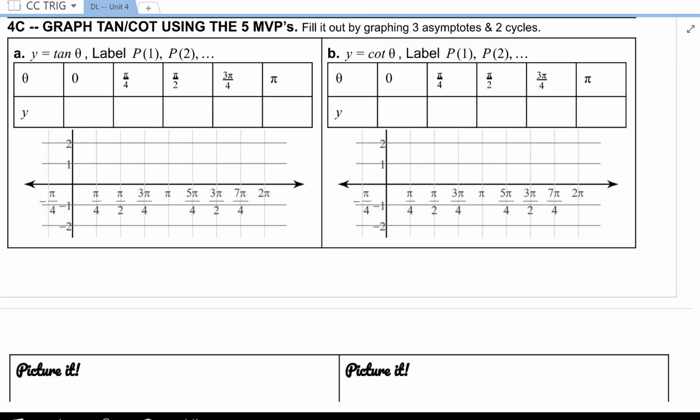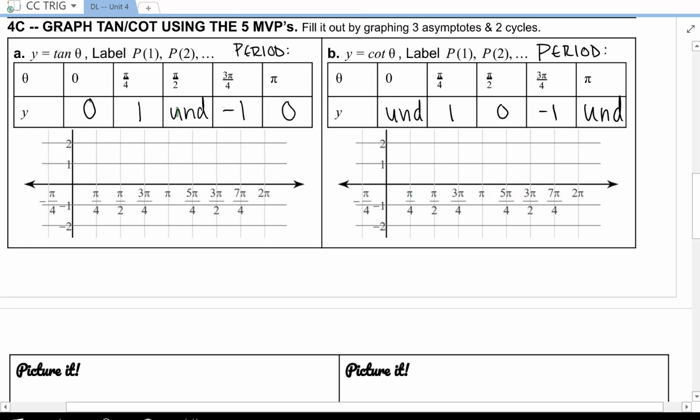Here is 4C. Let's learn how to graph tangent and cotangent. Okay, so first you're going to use the unit circle to fill in the tables. Go ahead and pause to do that now. Alright, remember undefined values are vertical asymptotes. So at pi halves, we're going to have a vertical asymptote. And at 0, and at pi.